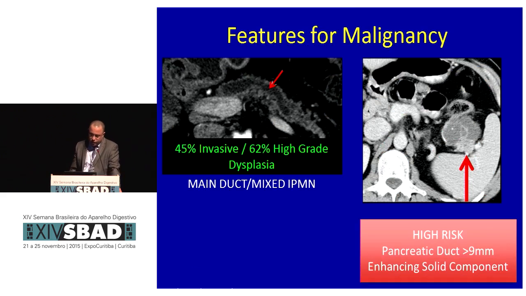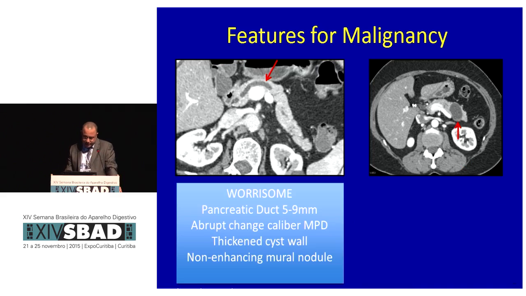What about features of malignancy? There are high-risk features, and there are worrisome features. So it's very important to differentiate and understand these two terms, high risk and worrisome, because this dictates how we manage these patients. The high-risk features are pancreatic duct 10 millimeter or larger, and we have a solid component that's enhancing. So again, enhancing solid component. In half of these patients, we're going to find either a high-grade dysplasia or cancer.